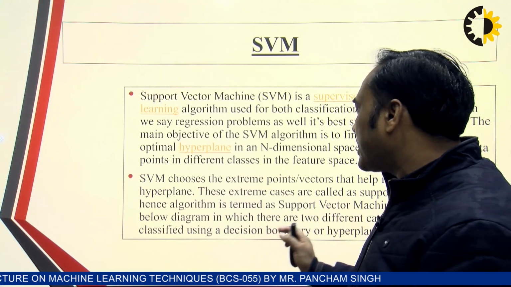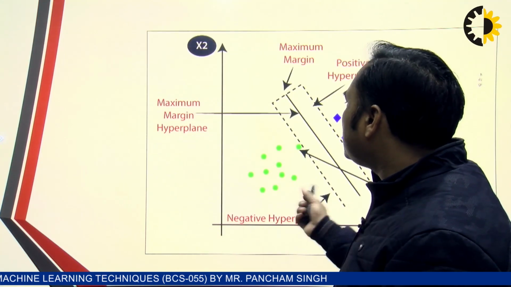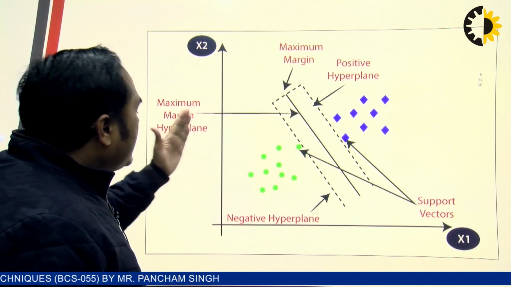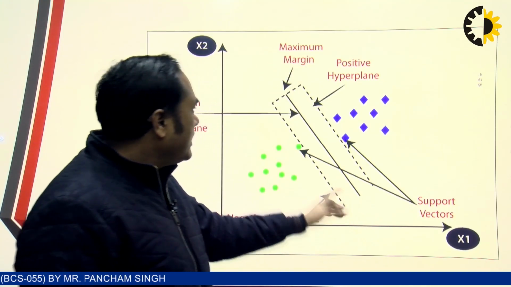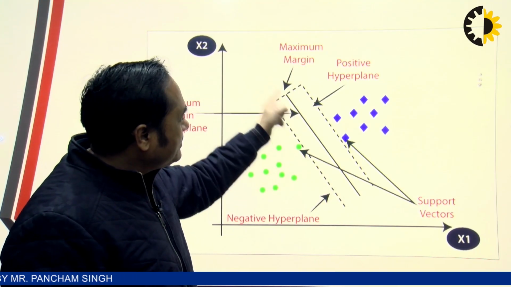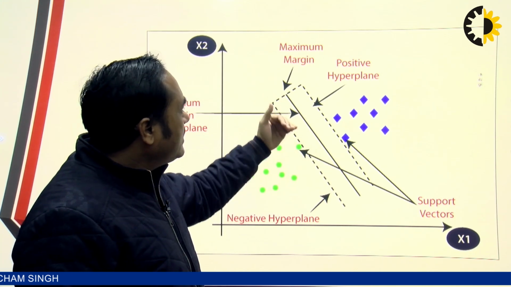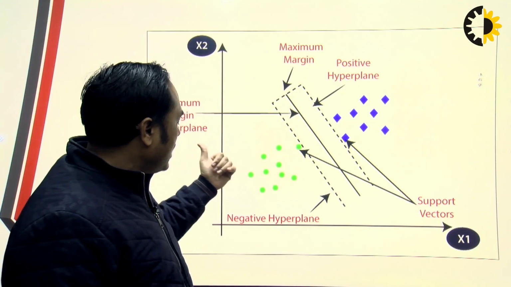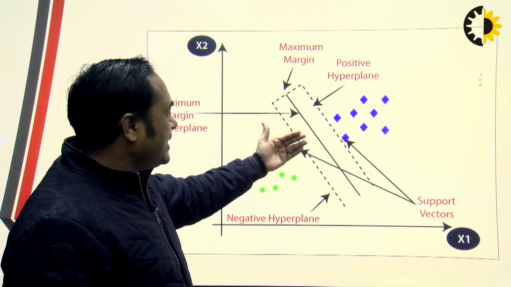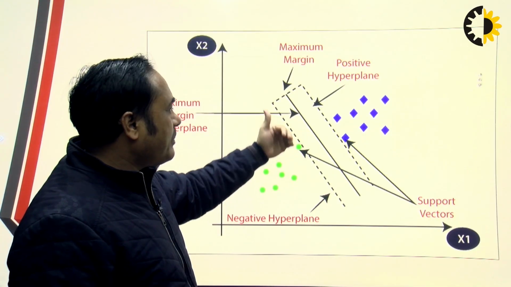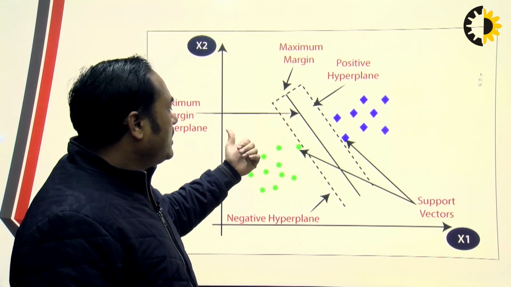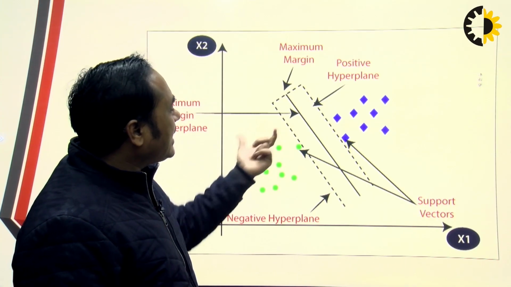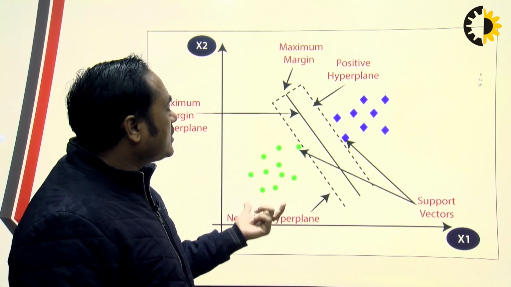Consider the diagram given below. This is the support vector machine figure. We have the hyperplane, the bold line, and on the upper side we have the positive hyperplane and on the lower side the negative hyperplane. So we have two categories of data: some data is upper and some data is lower. We have divided this with the hyperplane by a distance that is called the support vector.